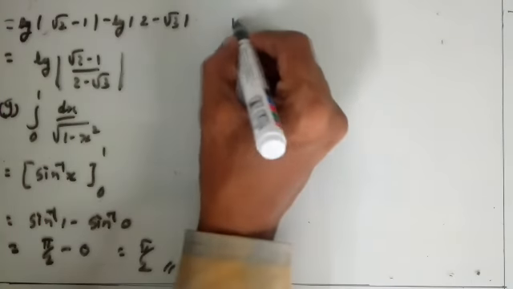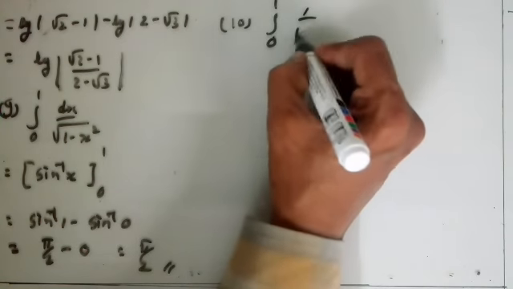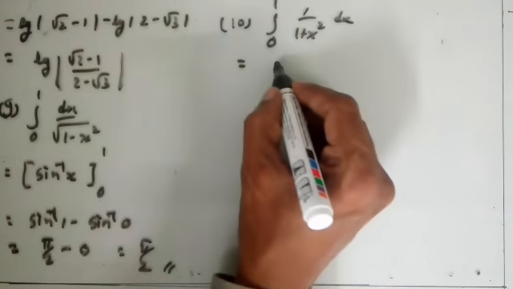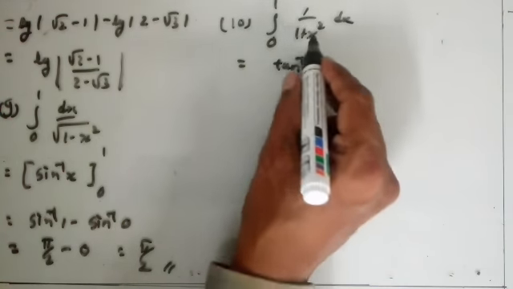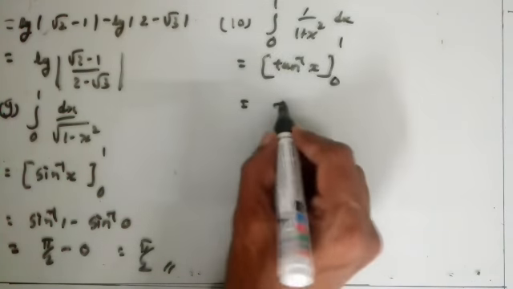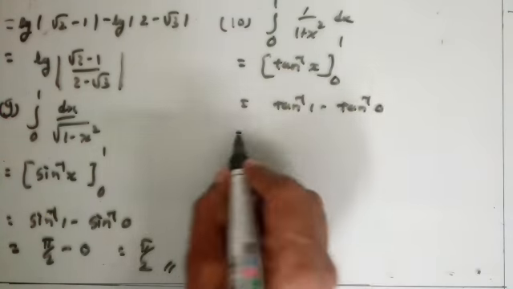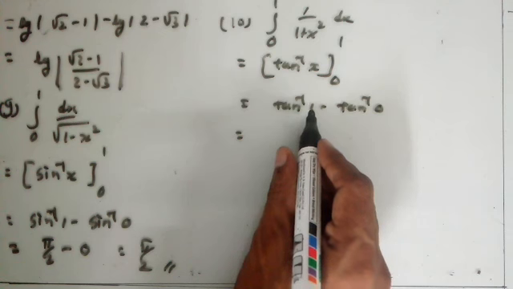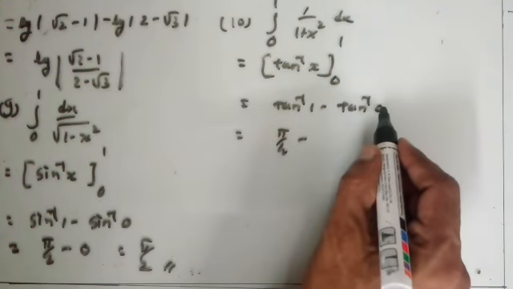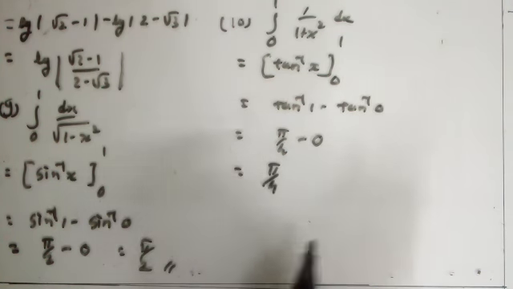Now question number 10. Find 0 to 1, 1 upon 1 plus x square dx. We know that the integration of 1 upon 1 plus x square is tan inverse x upon 1, that is tan inverse x, and apply limit 0 to 1. So is equal to tan inverse 1 minus tan inverse 0. Tan inverse 1 is equal to, think where the value of tan becomes 1, at pi by 4, minus tan inverse 0. So think where the value of tan becomes 0, at 0. So is equal to pi by 4.